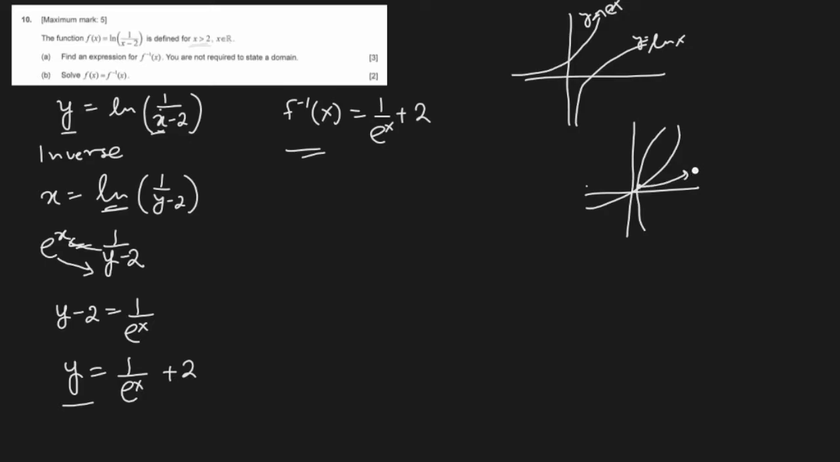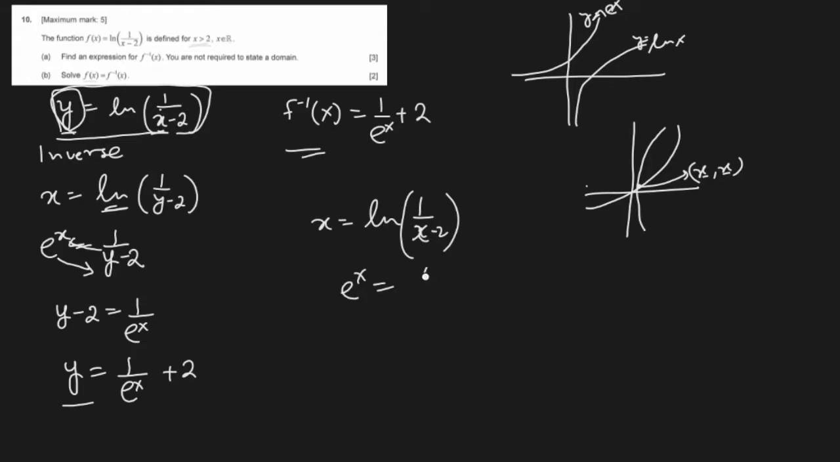At this point of intersection, x and y coordinate both are same. We can write x and x, and that's why in the original equation we substitute x in place of y as well, which will give us f(x) equal to f inverse x. So x equal to natural log 1 over x minus 2. So e to the power x equal to 1 over x minus 2. Right? Now we have to solve this. We know the graph of e to the power x is this. I have drawn it already. Let me have an idea.